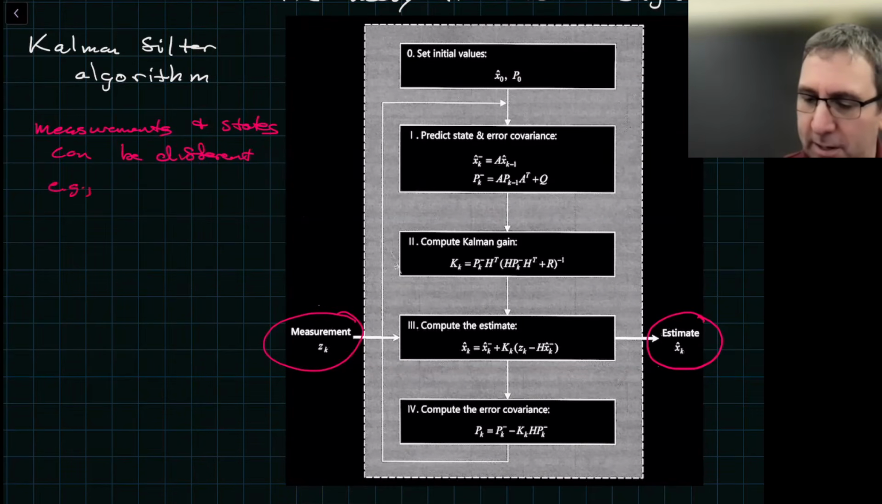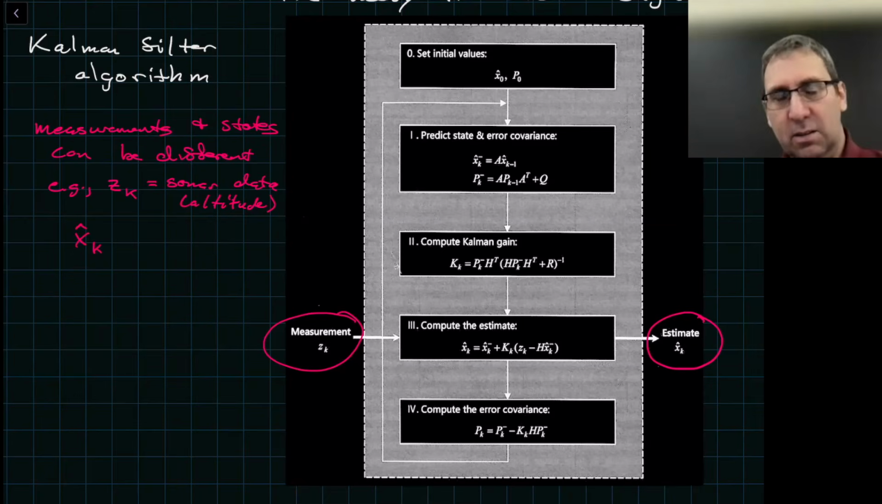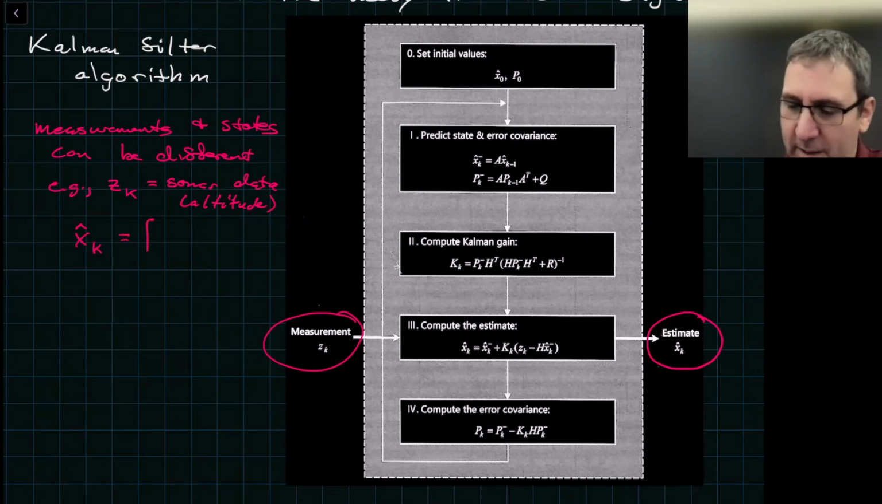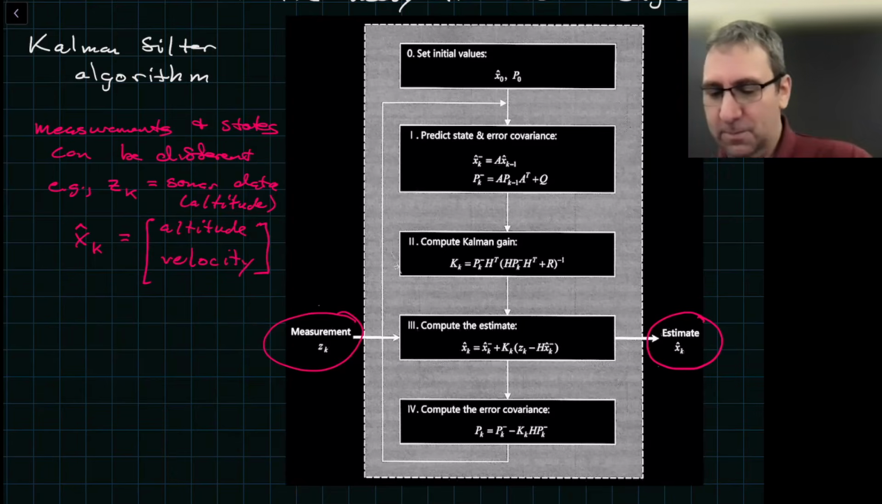For example, Z_K could be the sonar data, which is supposed to be altitude, but it's kind of noisy. And X_K, and the hat means it's the estimate, could be the altitude and the velocity. So even though technically we aren't measuring the velocity, we can estimate it because we know how position is related to velocity. It's related to the change in altitude divided by the time step.